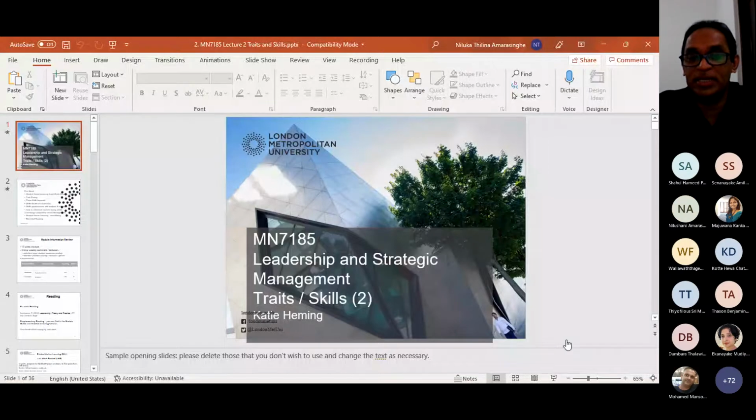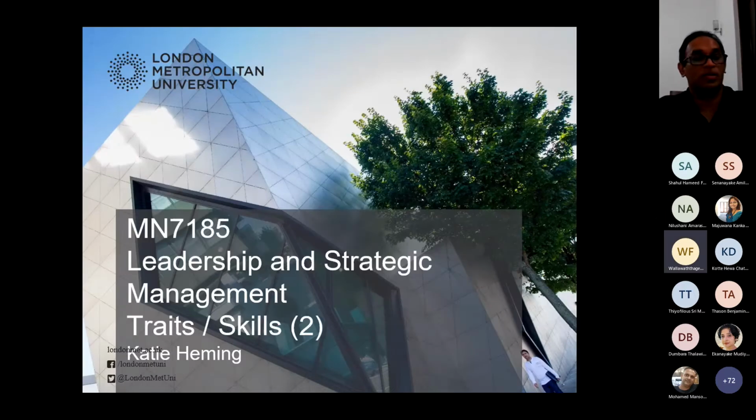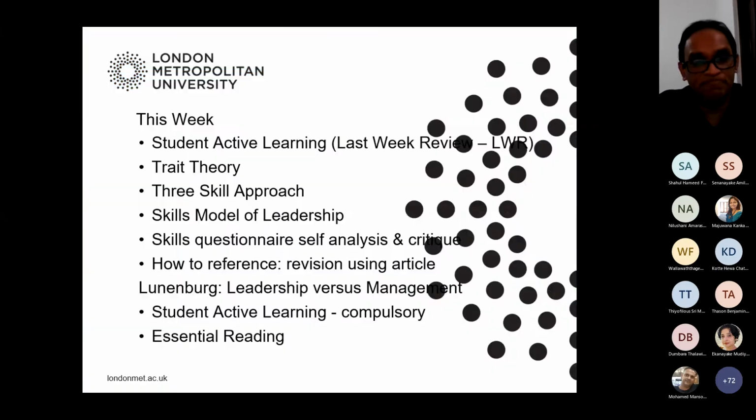Right. Hope you can see the slides. Right. So we are going to do. Can you see the slides? Yes. Okay. So we are going to talk about traits and skills in leadership, right? Right. So this is what we are going to learn. It's a bit of a summary.